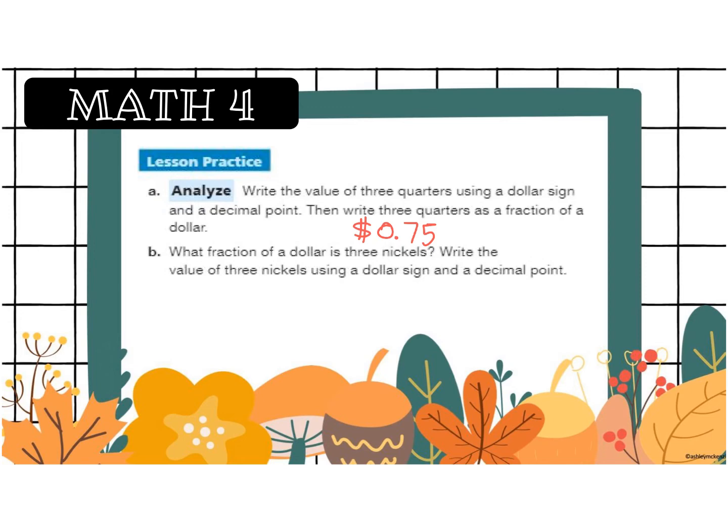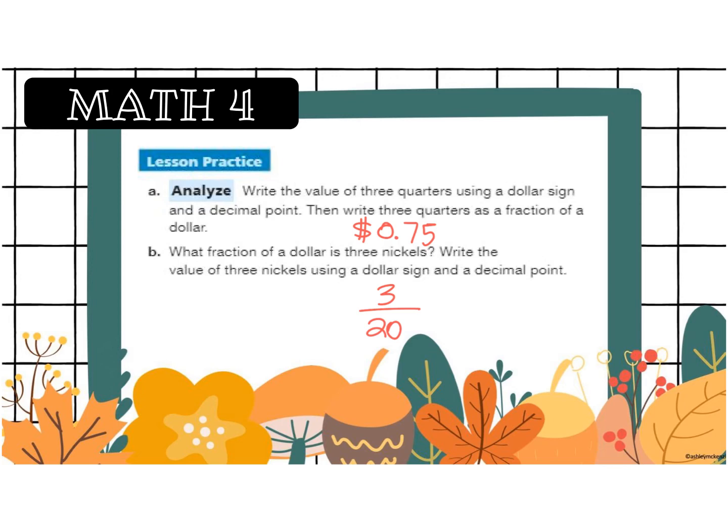And then what fraction of a dollar is 3 nickels? 1 nickel is 1/20th. What would 3 nickels be? 3/20ths. Think about that for a minute. If I said the fraction of 1 penny is 1/100th, the fraction of 3 pennies is 3/100ths. Same concept. Fraction of a dollar of 3 nickels is 3 out of 20.